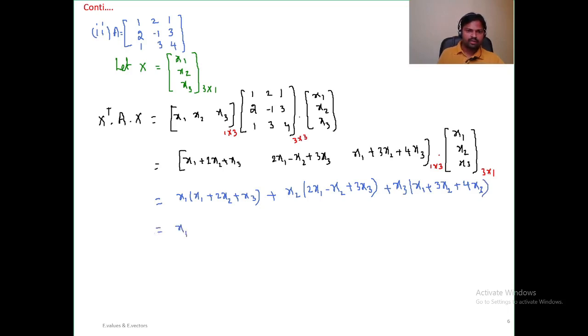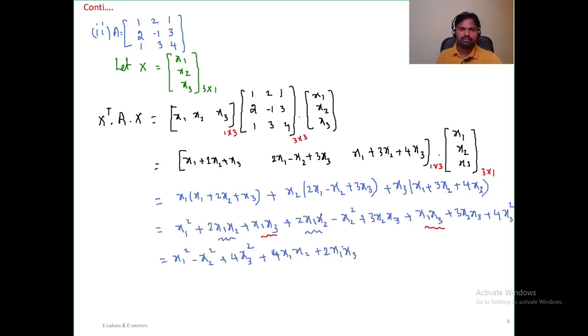So x1 square, and plus 2 times x1 x2. Next one, look at this, x2 x3, x2 x3, same terms. So total 6, so 6 times x2 x3. Okay, that's it. So this is finally the quadratic expression with respect to the matrix A.